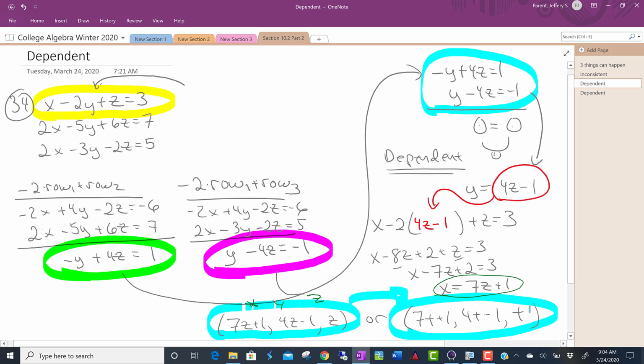Now, if you choose T equal 1, for instance, I'll get 8, 3, and 1. That'll be a solution. If I choose T equals 0, I'll get 1, negative 1, and 0, and so on. I could choose T equal negative 1 and end up with negative 6, negative 5, negative 1. I can get any number of solutions I want once I make the choice for this T.